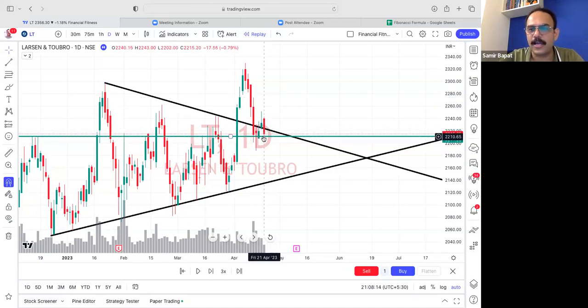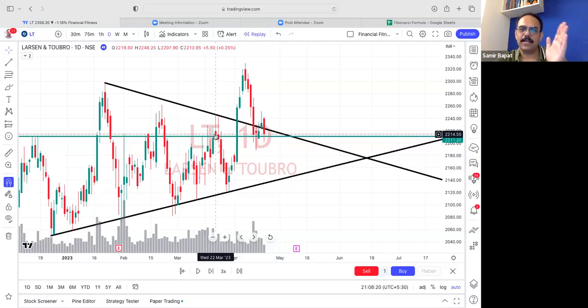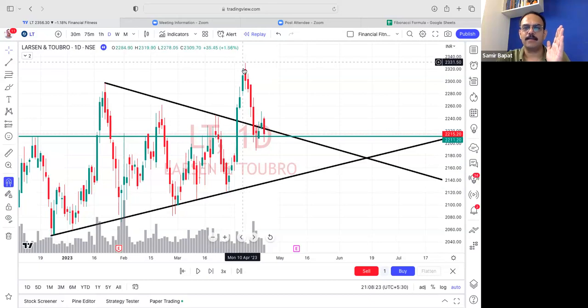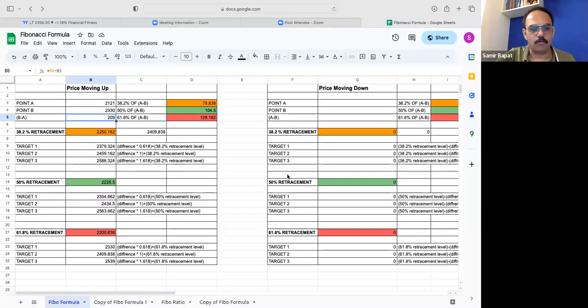retracement. If we draw a line here, the line here is on the top, just the previous top. So we can as well say the trend went up, came down and took support above the previous top and went up. How far will it go? We have a formula. The formula is, if the retracement is 61.8, then target one is 2330, the second target is 2409, and the third target is 2539.